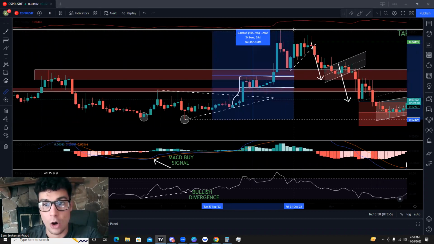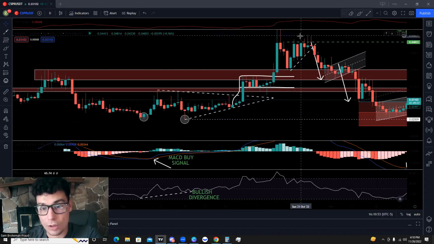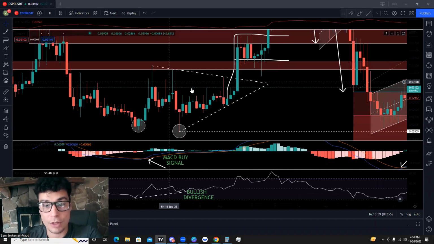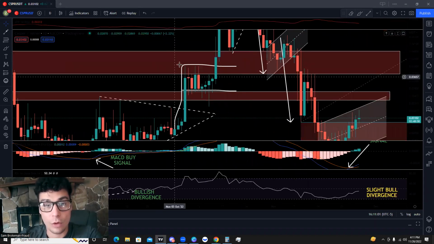We ended up rallying over 100% off of that bullish divergence. And that MACD buy signal was really the momentum that got it started. What we did afterwards was we broke out of this symmetrical triangle pattern. And from there, we formed a bull flag.